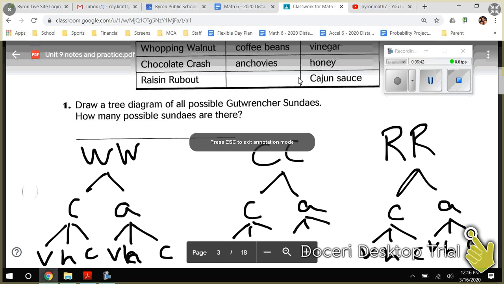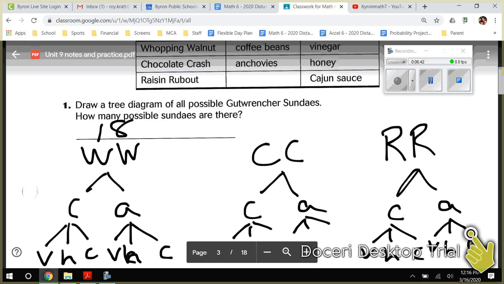So right now the big question is, how many possible sundaes are there? Well, we can do this with the tree diagram and count it, or we can do it mathematically. So what we do is we count the very bottom. 1, 2, 3, 4, 5, 6, 7, 8, 9, 10, 11, 12, 13, 14, 15, 16, 17, 18. So there are 18 possible sundaes.